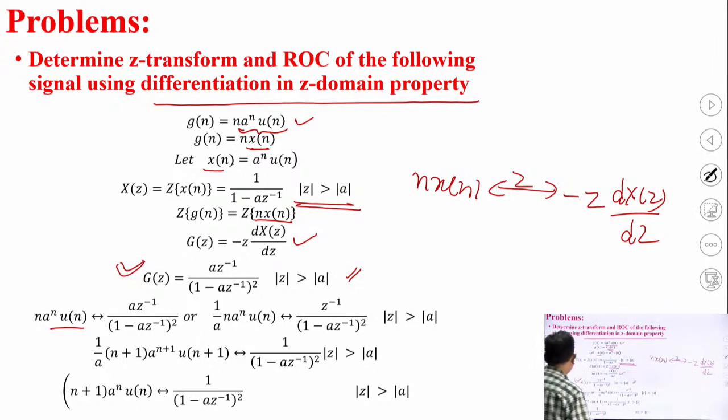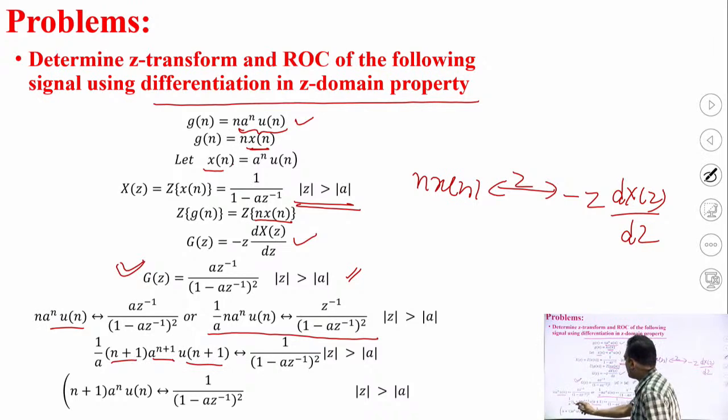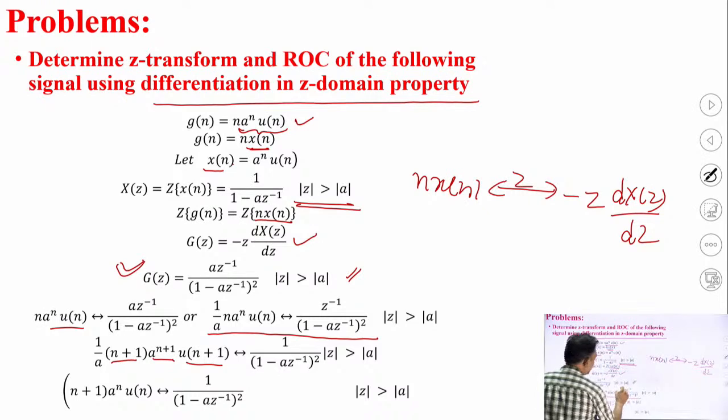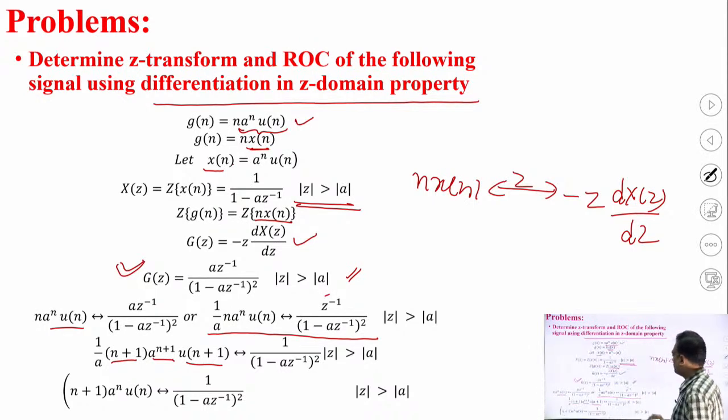Now we can change something in these values to obtain some important results. The a can come over here, so (1/a) n a^n u[n] becomes Z inverse upon (1 minus a Z inverse) whole square. Then we shift this whole sequence by an amount 1 in the left direction, so in place of n we write n plus 1: (1/a)(n+1) a^(n+1) u[n+1]. We have to multiply by Z in the numerator, so Z to the power minus 1 becomes 1. So we get 1 upon (1 minus a Z inverse) whole square, |Z| greater than |a|.